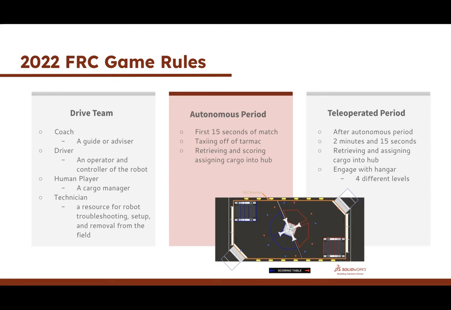So there are two periods that I mentioned earlier: the autonomous period and the teleoperated period. As soon as they are in the autonomous period, which lasts 15 seconds, essentially what the robot has to do is get off this little diagonal target, and then it's going to go around and collect these cargo and try to shoot it into the hub.